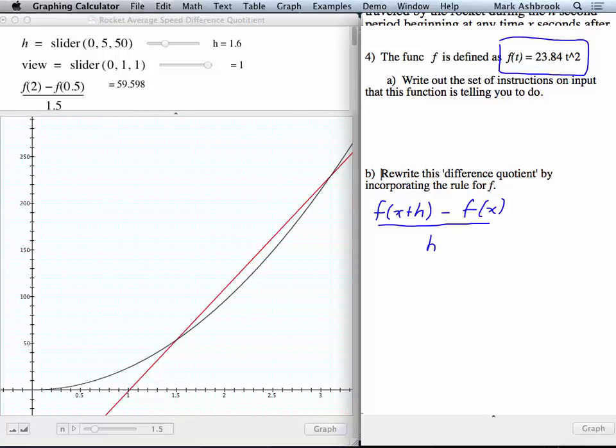And then, using that set of instructions, you're going to rewrite the difference quotient, incorporating the rule, okay? Incorporating those instructions that you wrote out in part A. See if you can do it. If you're stuck, ask one of us, ask someone around you, okay?